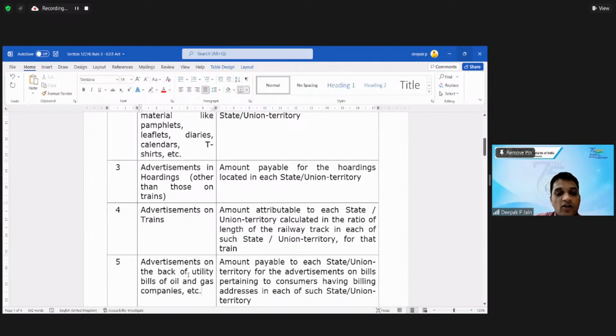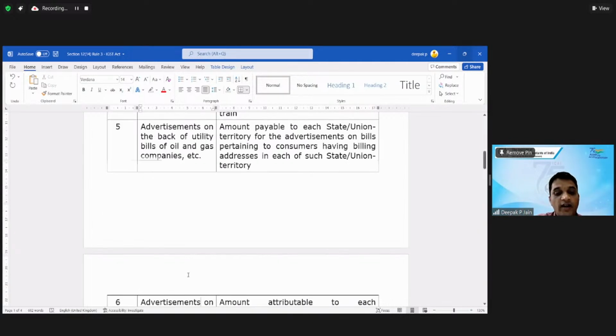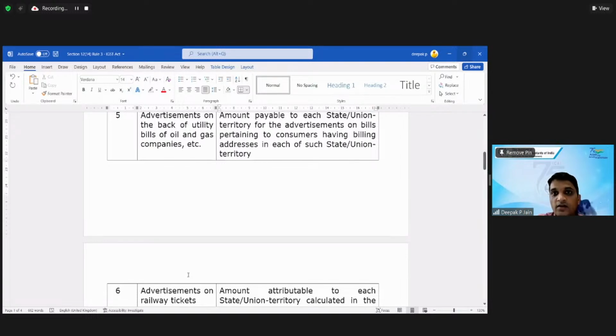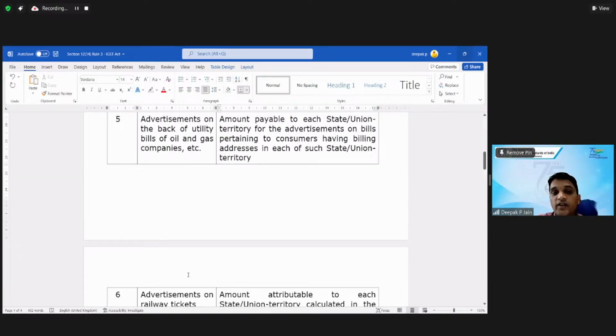Then advertisements on the back of the utility bills of oil and gas companies. Correct? Behind the oil and gas companies' bills, we see this advertisement. Then the amount payable to each state or union territory for the advertisements on bills pertains to consumers having billing address in each of the states. So oil and gas companies will have their number of subscribers. So that will be the portion. It will be on the basis of consumers having billing address in each of these states. So some states will have fewer consumers, some states will have more consumers. That will be the basis for apportioning this.